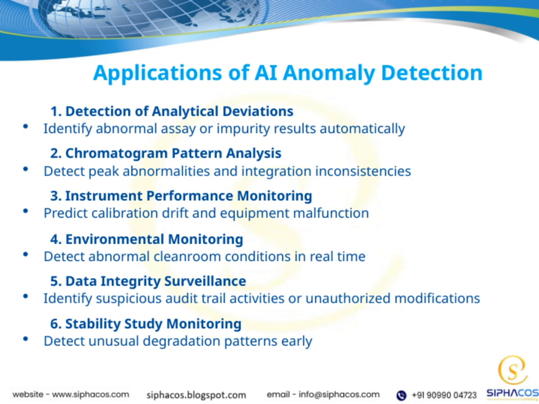Then there's data integrity surveillance. AI continuously checks audit trails for suspicious activities or unauthorized modifications, safeguarding our data's trustworthiness. Lastly, stability study monitoring benefits from AI by detecting unusual degradation patterns early, allowing us to make informed decisions about product shelf life and storage conditions. All these applications demonstrate how AI anomaly detection enhances efficiency, accuracy, and compliance across our processes, aligning perfectly with our overall goal of advancing quality and reliability in our work.